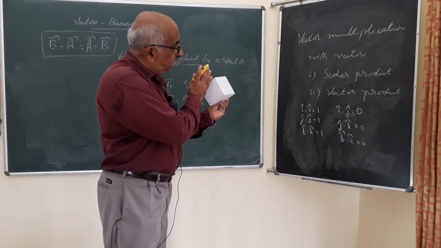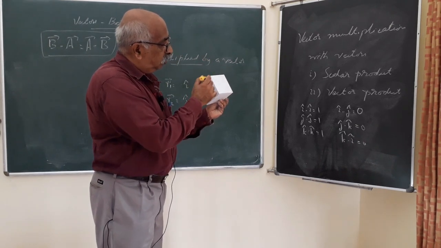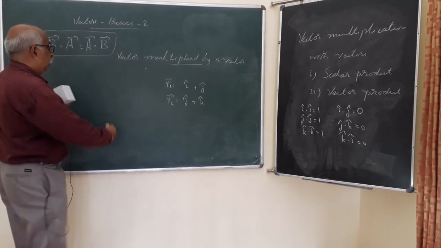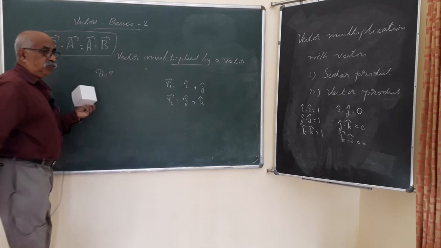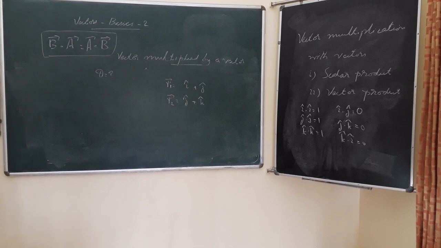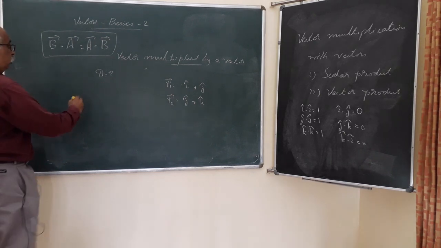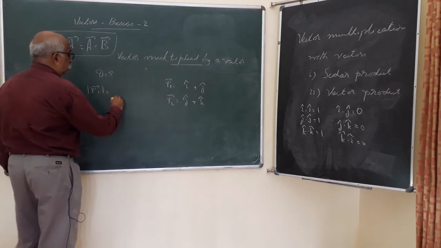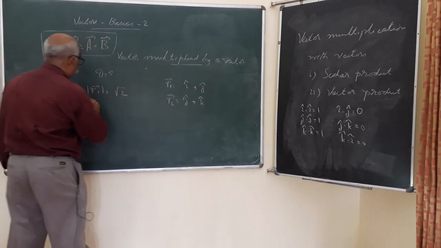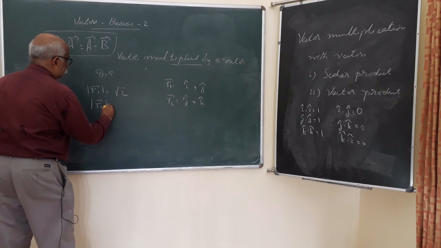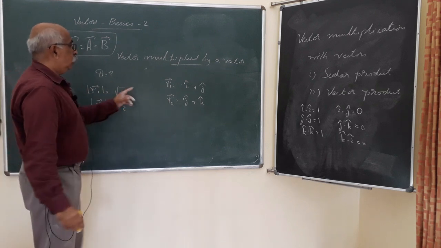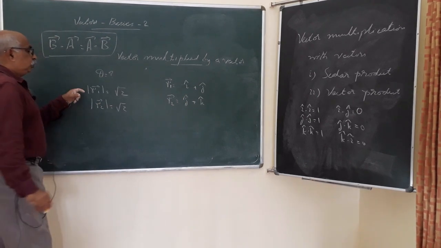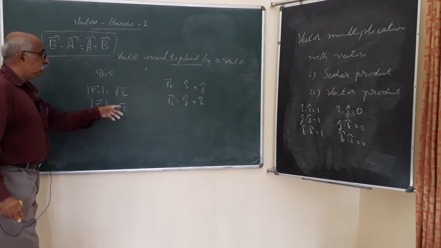But the plane containing these two corners, these two lines make an angle with each other. Let that angle be equal to theta. Let us find what that angle theta is. What about the magnitude of r1? The magnitude of r1 is square root of 2. What about the magnitude of r2? It is square root of 2, because it is the coefficients squared, 1 square plus 1 square, square root. For vector r2, it is again root 2.